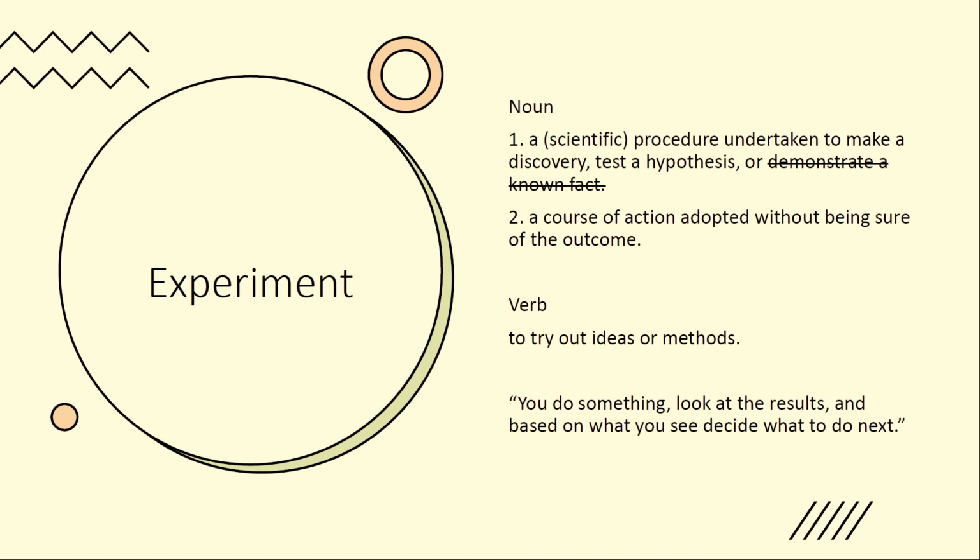And we're certainly thinking about the definition that is numbered number 2 on this slide, that is a course of action adopted without being sure of the outcome. That's really the key definition, I think, on this slide, that an experiment is a course of action that is adopted without being sure of the outcome. So that's the spirit that I want you to embrace with this project, that you can engage with materials without being sure of how it's going to work out.